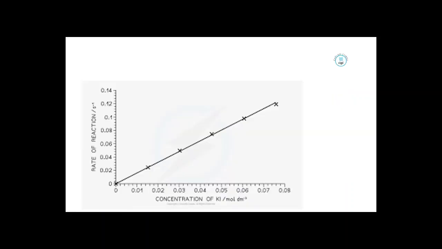This is the kind of graph you would get. You can see here, as you'd expect, that increasing the concentration of the potassium iodide increases our rate of reaction. The time taken, by the way, would actually be less with a higher concentration, but that would result in a faster rate, as the rate is 1 over time.